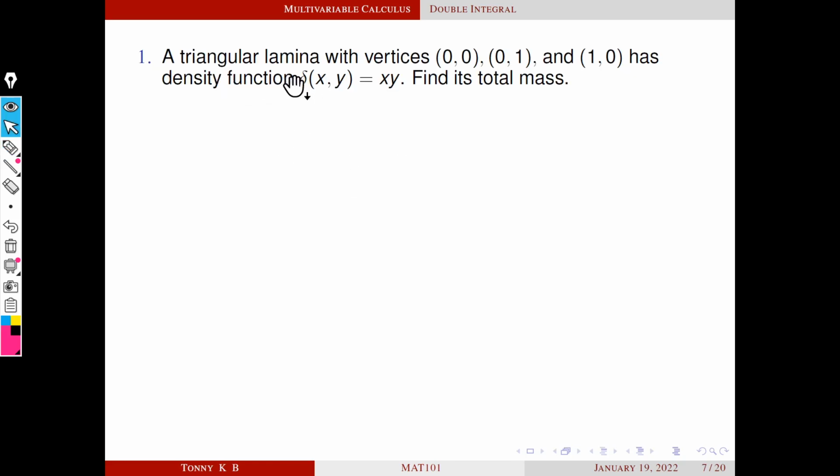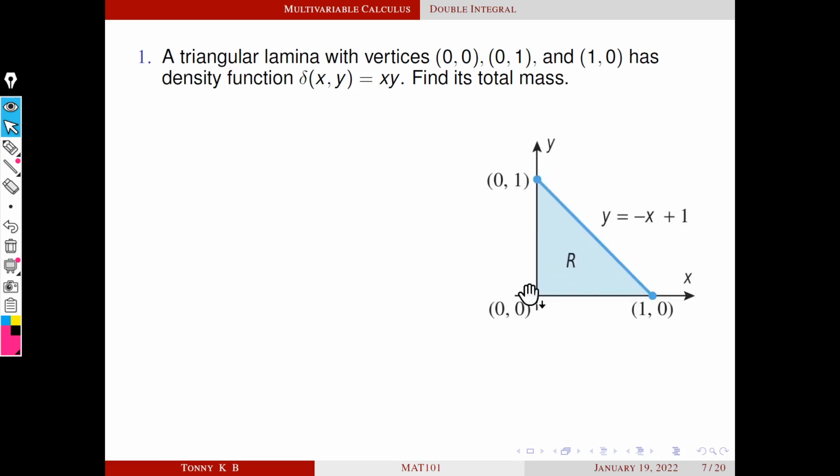Consider a problem. A triangular lamina with the vertices (0, 0), (0, 1) and (1, 0) has density function delta(x, y) equal to xy. Find its total mass. First we have to identify the region of the lamina. It is clear that it is the triangular region bounded by these three vertices. That means this is our triangular lamina. So we have to find the equation of the straight line. Its equation is x plus y equal to 1. Next we have to find the mass of this lamina. We know that the mass is equal to the double integral over R of delta(x, y) dA.